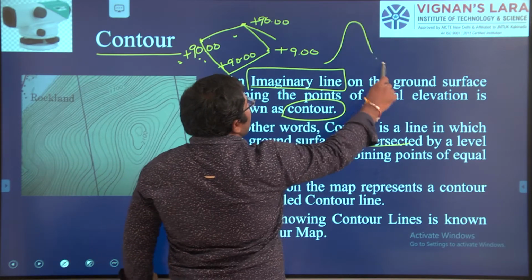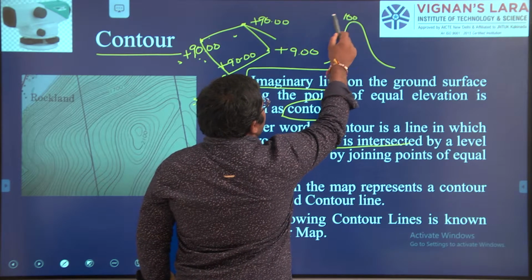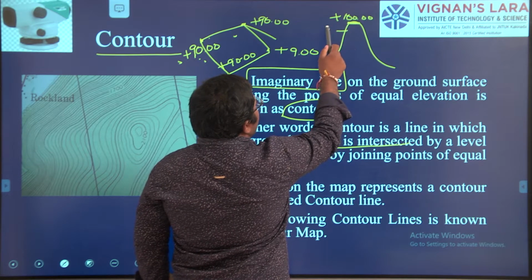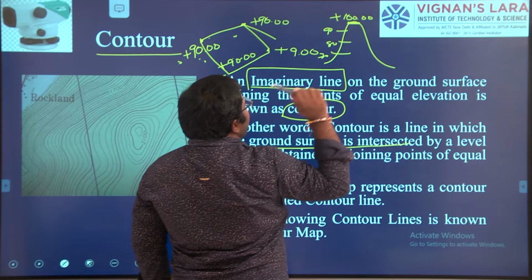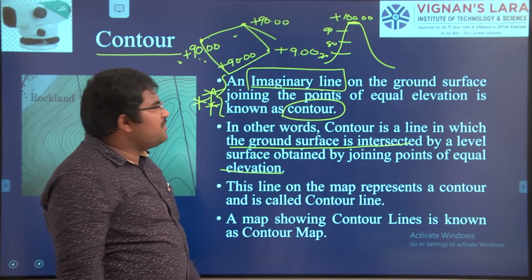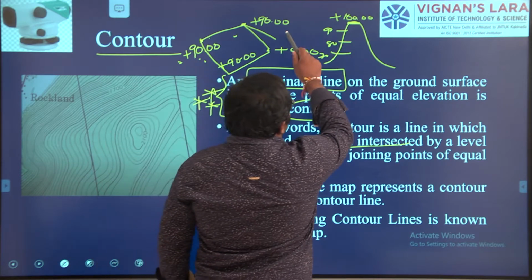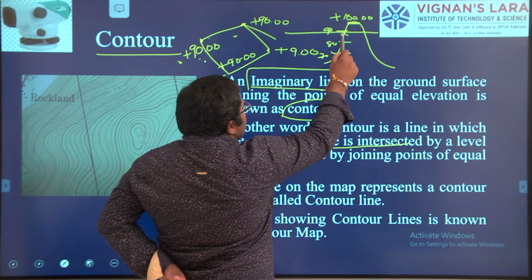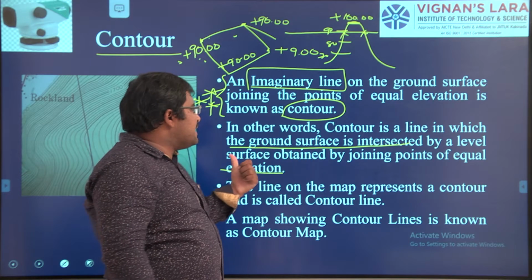Suppose I am having a hill like this. Okay, I have one level here at 100. The level at the cliff is 100, then we have 90, then 80, then 70. Now I am going to take the level surface, right? Level surface of elevation 90. Now I am going to take a surface like this, right? Now the surface is intersected at this point and then intersected at this point. Okay, now the ground surface is intersected by a level surface.